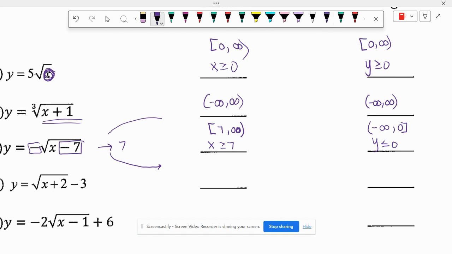Okay. This tells me that I move 2 units to the left and down 3. So instead of starting at 0, 0, I am at -2, -3. So that means that x has to be greater than or equal to -2. So close bracket, -2, comma, positive infinity. And my y value has to be greater than or equal to -3. -3, comma, positive infinity.